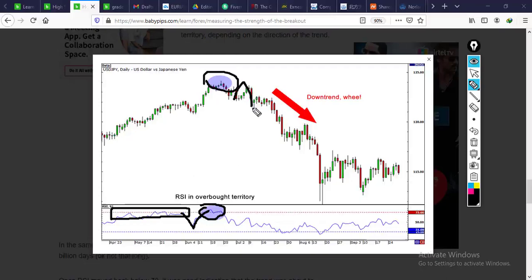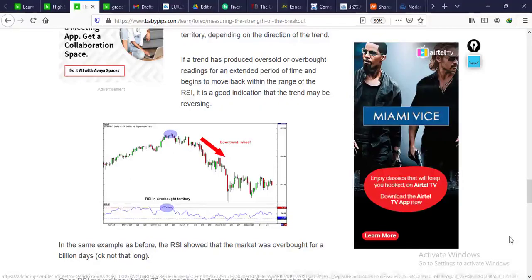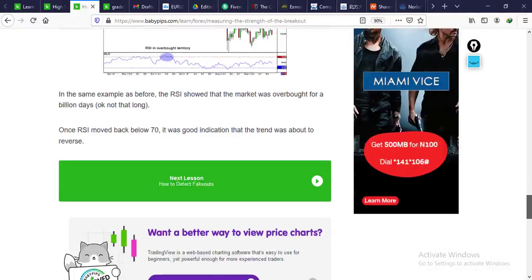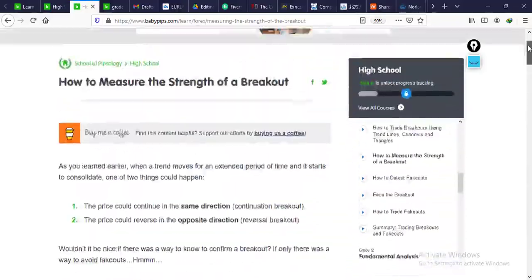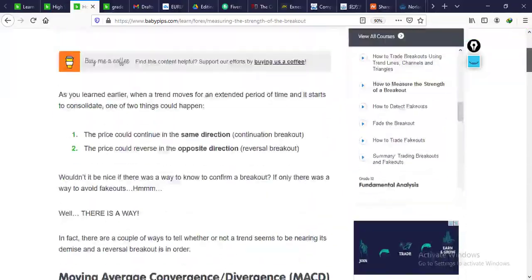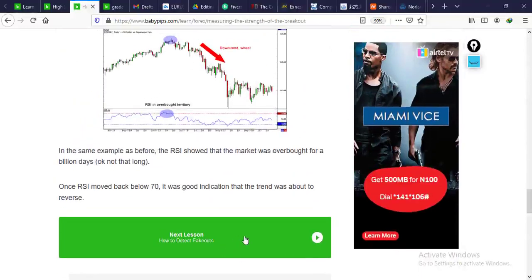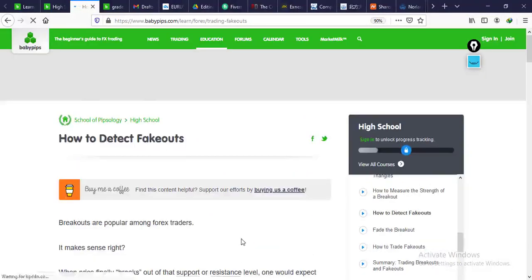And what do we see from the chart? Look at the price action. Price is falling, and price did fall, and the indicator fell in that region as well. So it's as simple as that. Try to know how to put these indicators on your chart and trade accordingly. Now, this is all we are going to take for this section, which is how to measure the strength of a breakout. Next lesson is how to detect fakeouts.